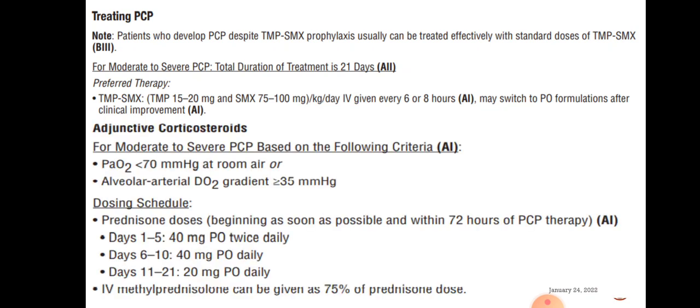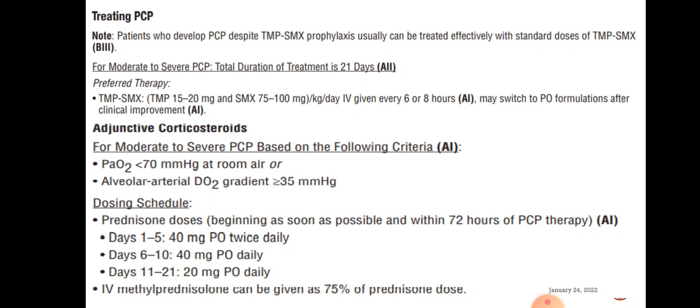And what are the adjunctive corticosteroid recommendations? When the patient has a PaO2 of less than 70 or an alveolar-arterial O2 gradient of more than 35, you have to add prednisone. It should be added as soon as possible, and the dosing differs. For day 1 to 5, the patient should receive 40 mg PO twice daily. Day 6 to 10, 40 mg PO OD, then day 11 to 21, while cotrimoxazole is going on, 20 mg daily.